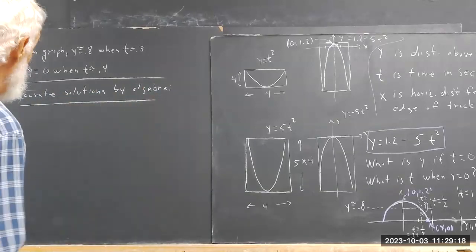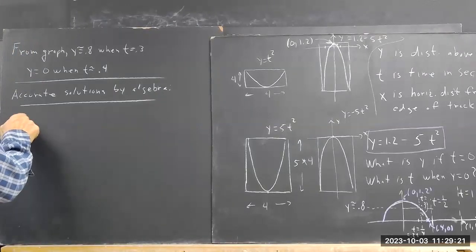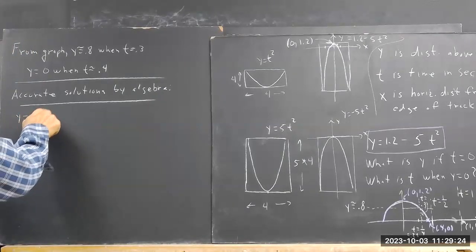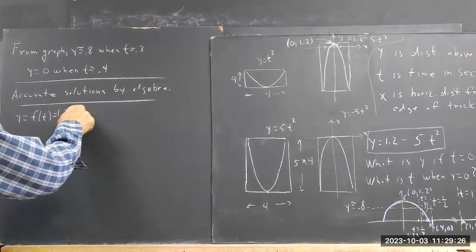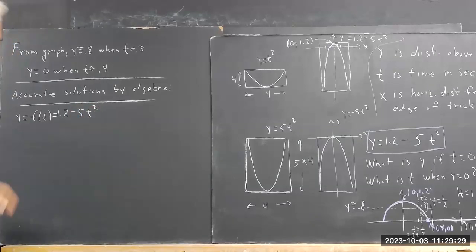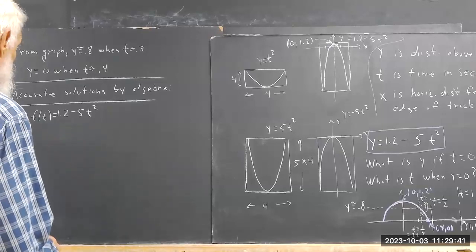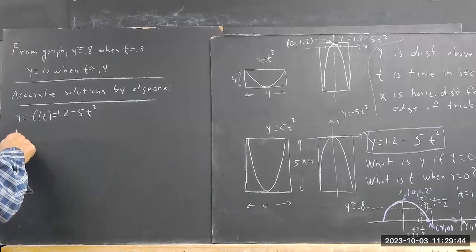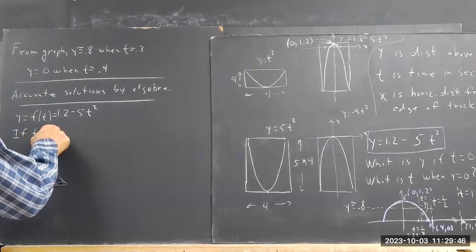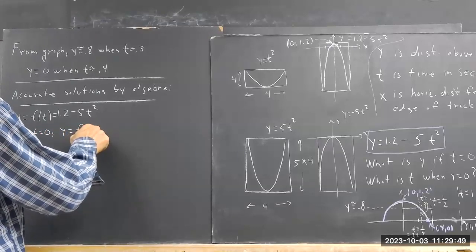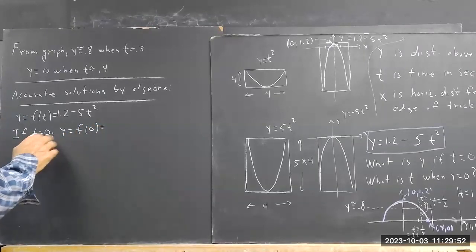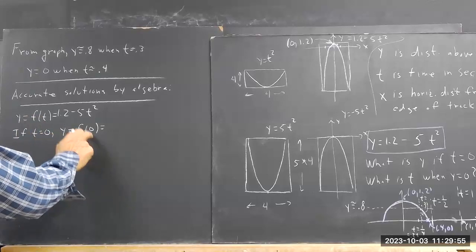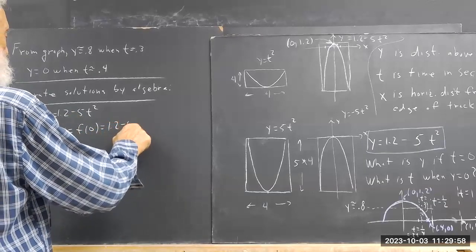accurate solutions using algebra. I'm going to call this function f of t, just so I can refer to it and make sure we're really used to the f of x and f of t notation. y equals f of t equals 1.2 minus 5t squared. If t equals 0, y equals f of 0. And since t has been replaced by 0, replace this t by 0.